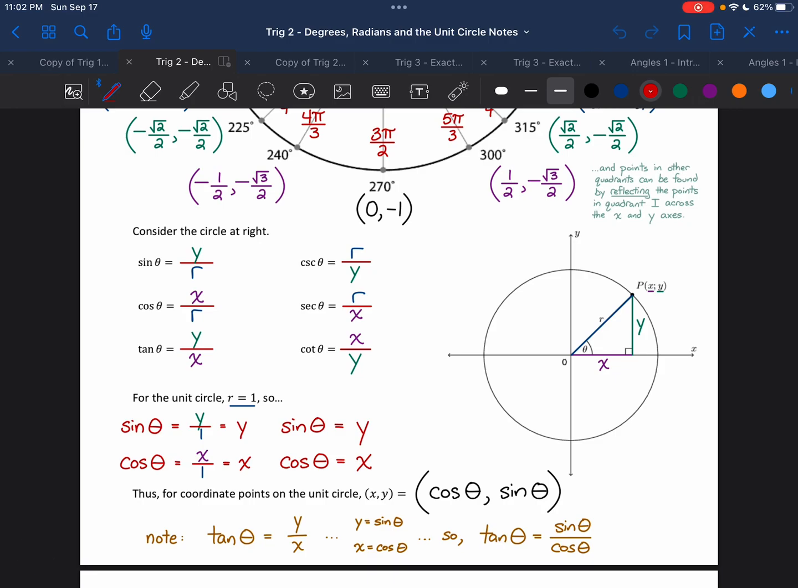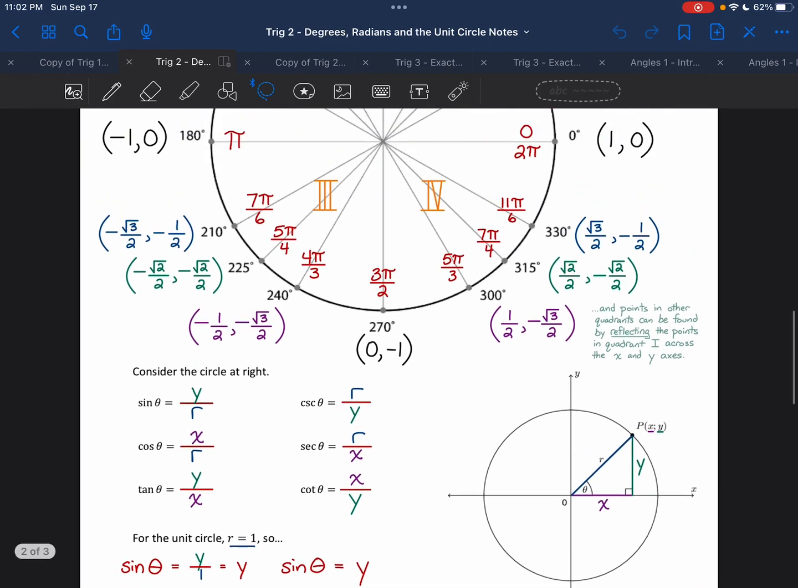Keep in mind, of course, what we talked about with tangent on the first day, how it was sine over cosine. Here you see the same reasoning because, well, y over x is sine over cosine. So it's just another reason why that tangent value does involve having to know what sine and cosine are. All of that to say, here's page 2.